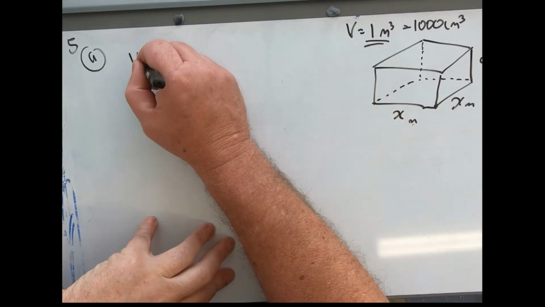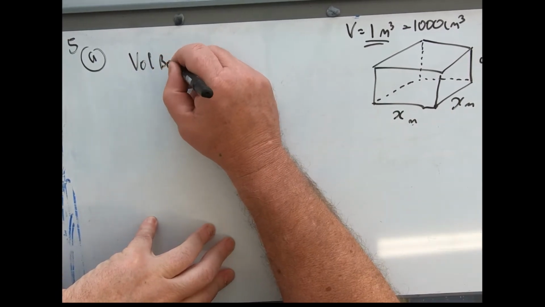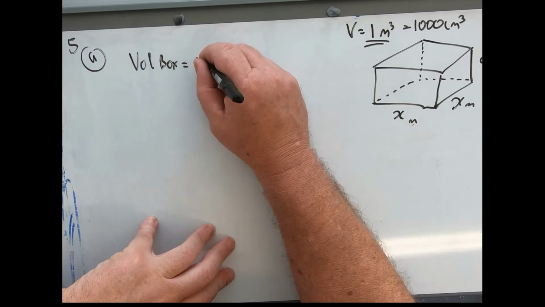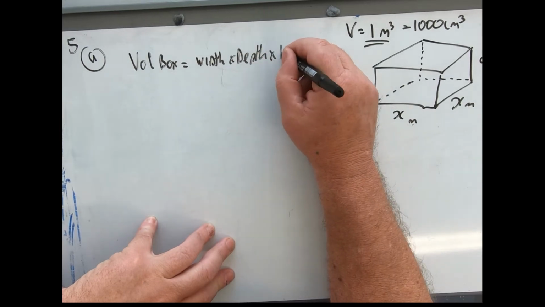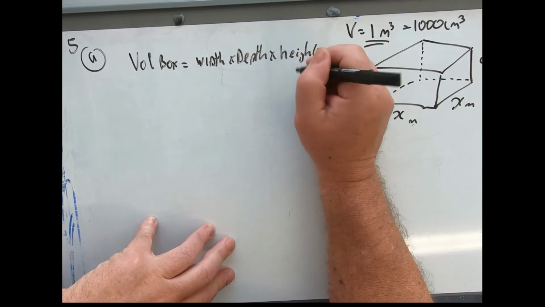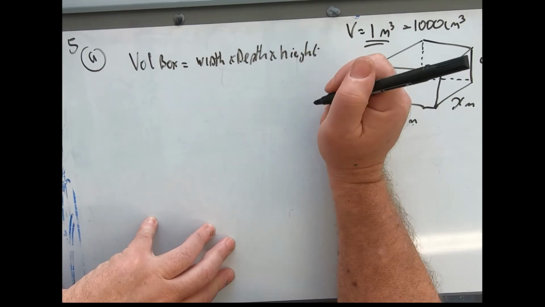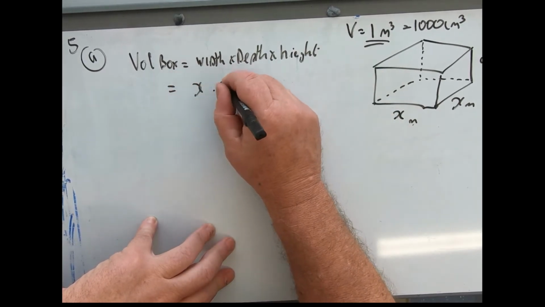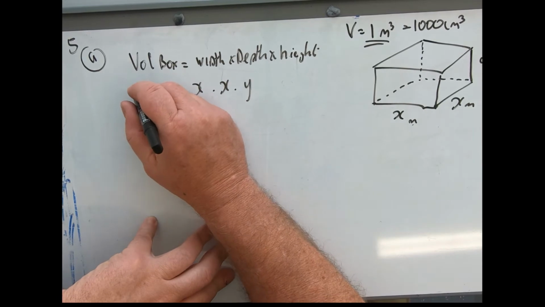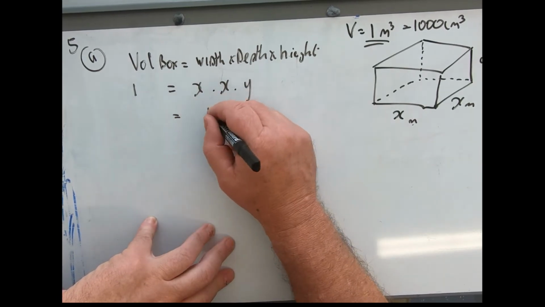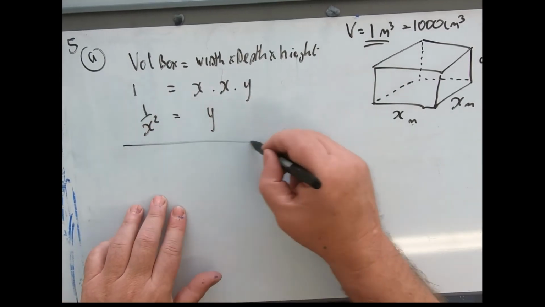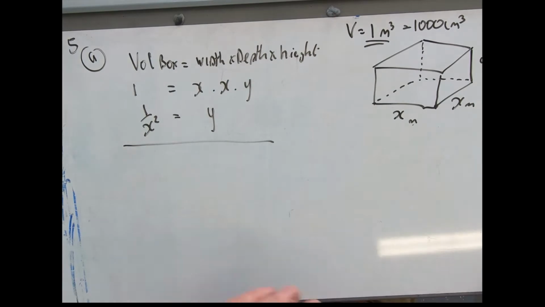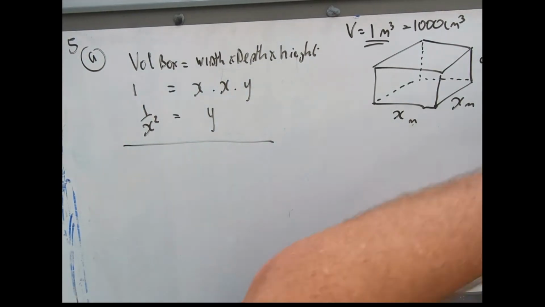Well, the volume of a box is width times depth times height. In this case it's x times x times y, and we know that it's 1 cubic meter. So we can rewrite this as y equals 1 over x squared. That's part A done. Since they gave us the volume, I have a feeling we're going to have to maximise or minimise the area or something like that.